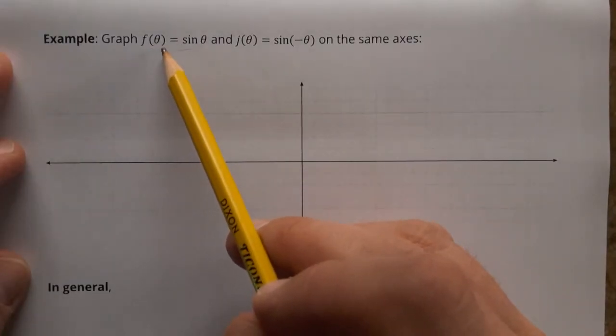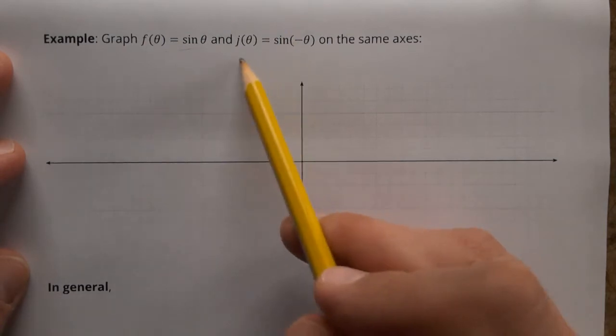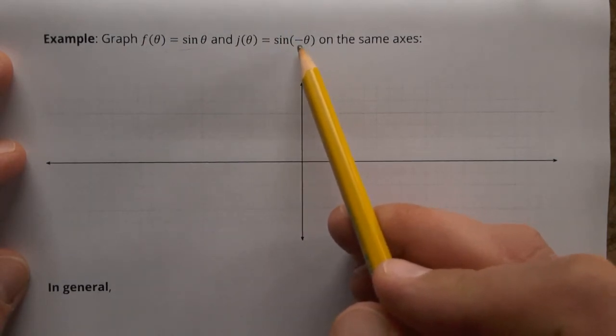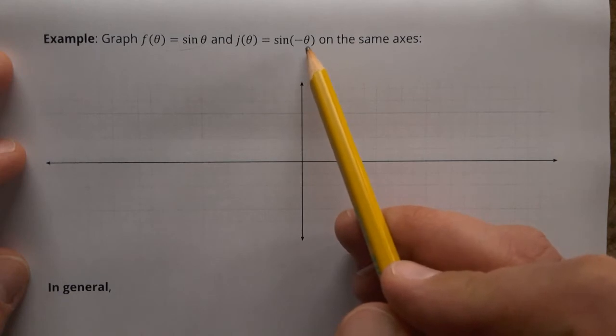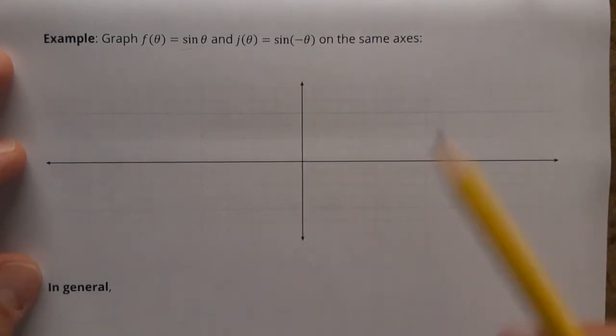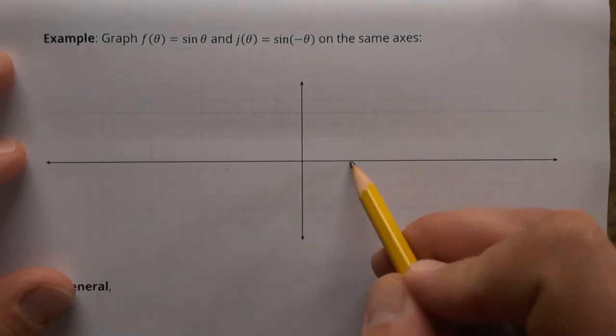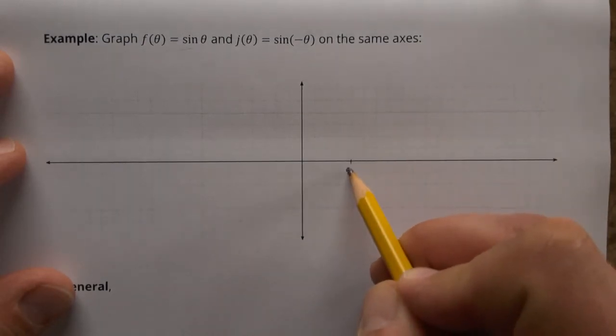Let's try one more. In this example, we have f of theta is still sine of theta, but j of theta is sine of negative theta. That is, we're going to take the negative version of the angle before we plug it into the sine function. Now this is a very tiny looking graph, and I've done that on purpose. So let's see what happens here.